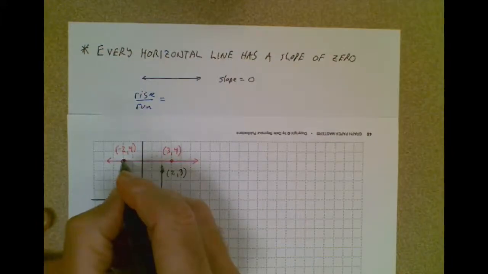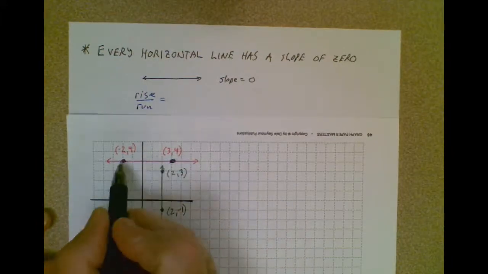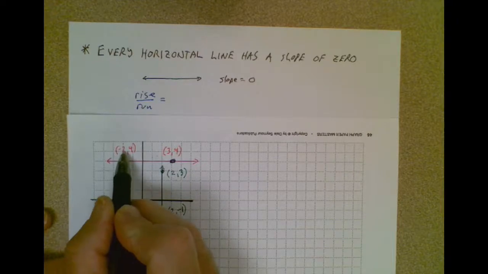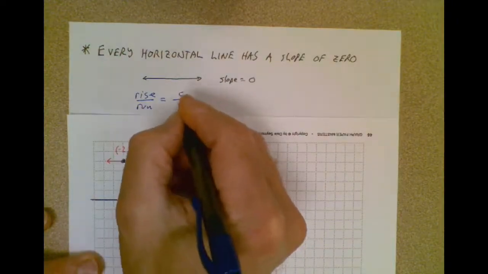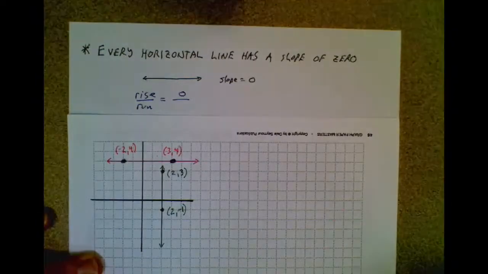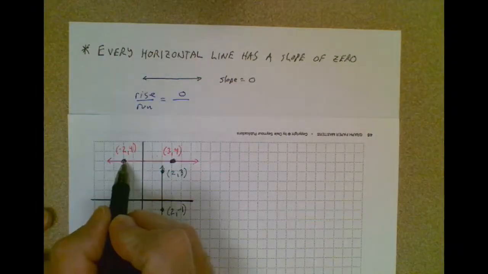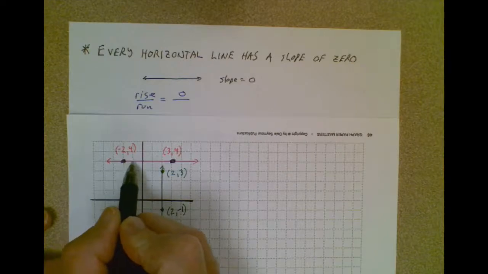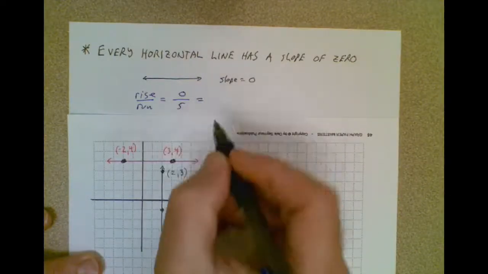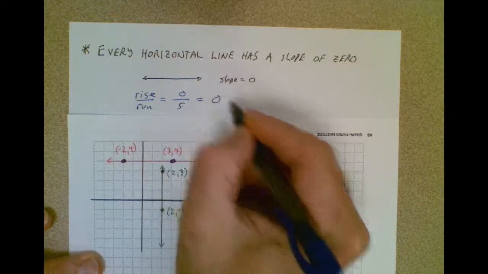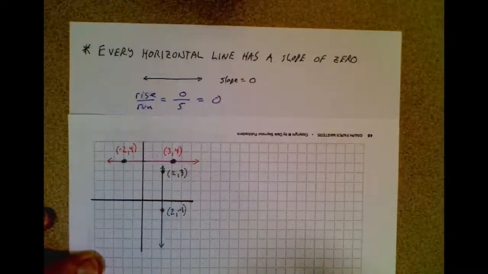I'm going to travel from here to here. To get from here to here, I don't have to go up or down for my y value. My y value stays the same. So I have 0 amount of rise or fall. But to go from here to here, I have to travel 1, 2, 3, 4, 5 units of run. Go to your calculator and do 0 divided by 5. You're going to find out we have a slope of 0.